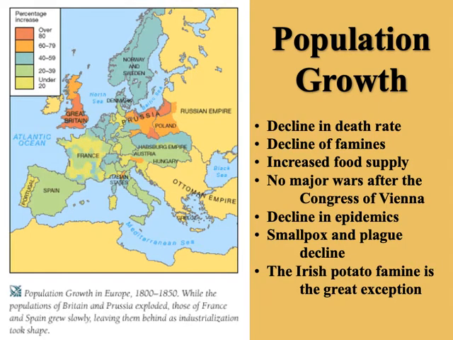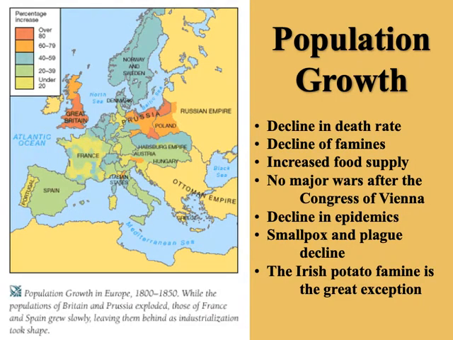Also a decline in epidemics. A lot of that had to do with new hygienic policies introduced in European cities, including the introduction of sewers and wastewater management, and also a decline in smallpox and plague. Smallpox had been responsible for the deaths of 300,000 to 400,000 people each year in Europe in the 18th century. So the decline of particularly those plagues is instrumental in this decline in the death rate.